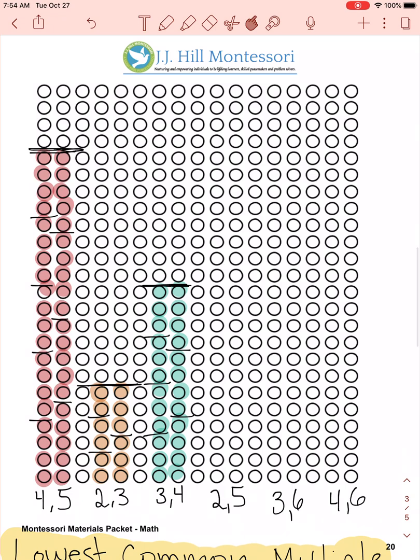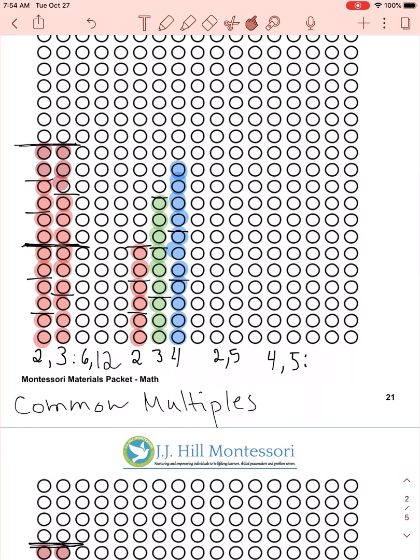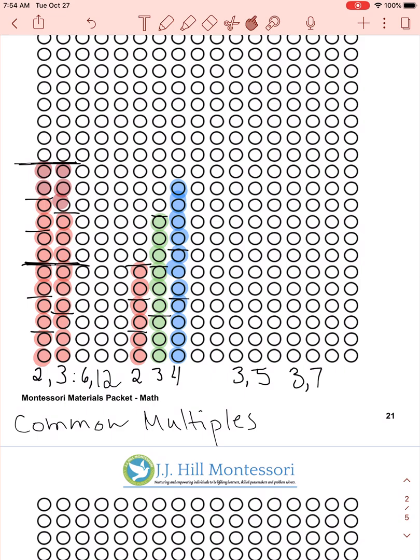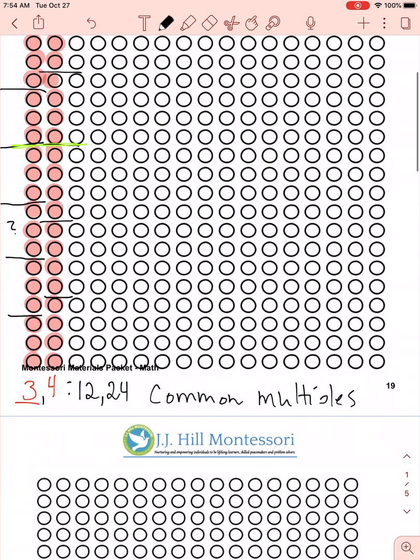What are some other combinations you could try on your own? We could try the lowest common multiple of 3 and 5. How about the lowest common multiple of 3 and 7? So here's a few examples you could try on your own. How about some combinations of 3 numbers? Those are cool. You could try the lowest common multiple of 2, 3, and 4. You can try the lowest common multiple of, how about 4, 5, and 6?